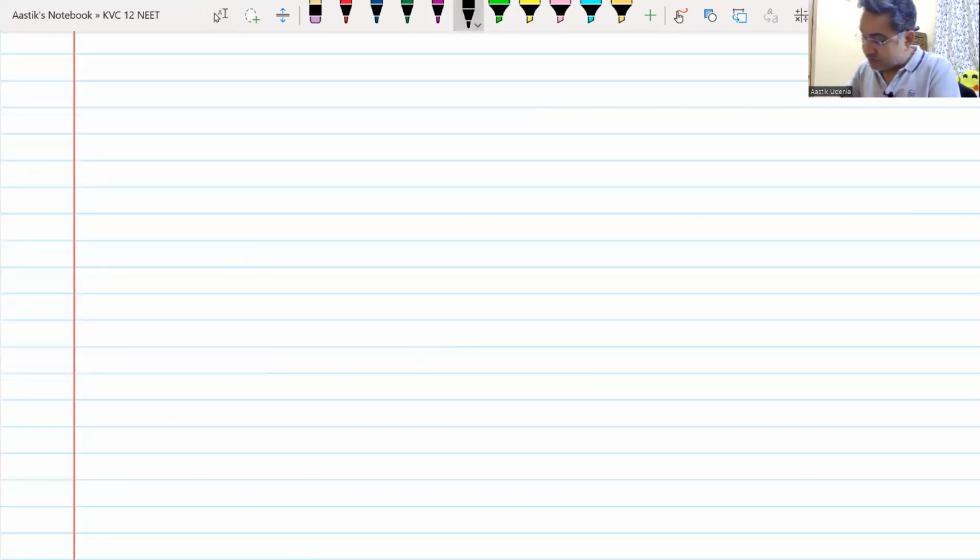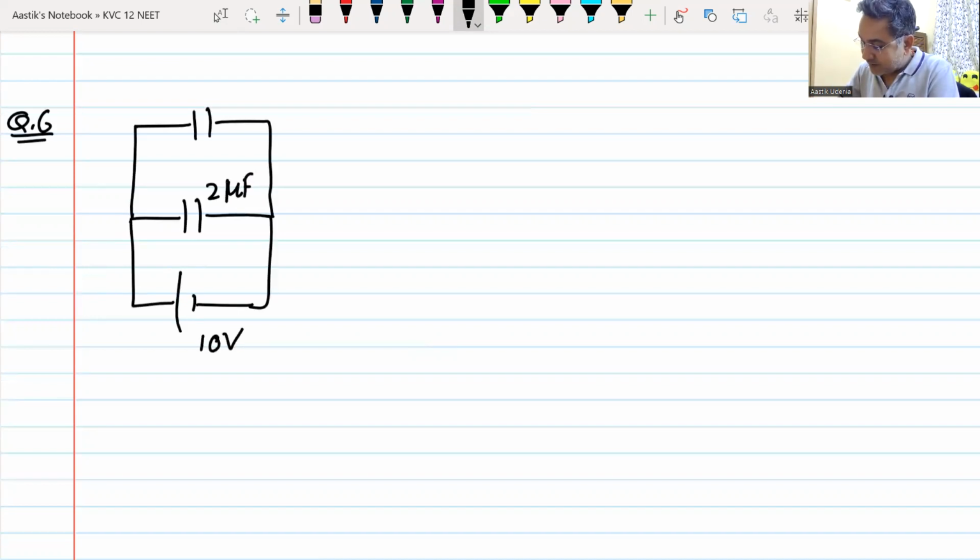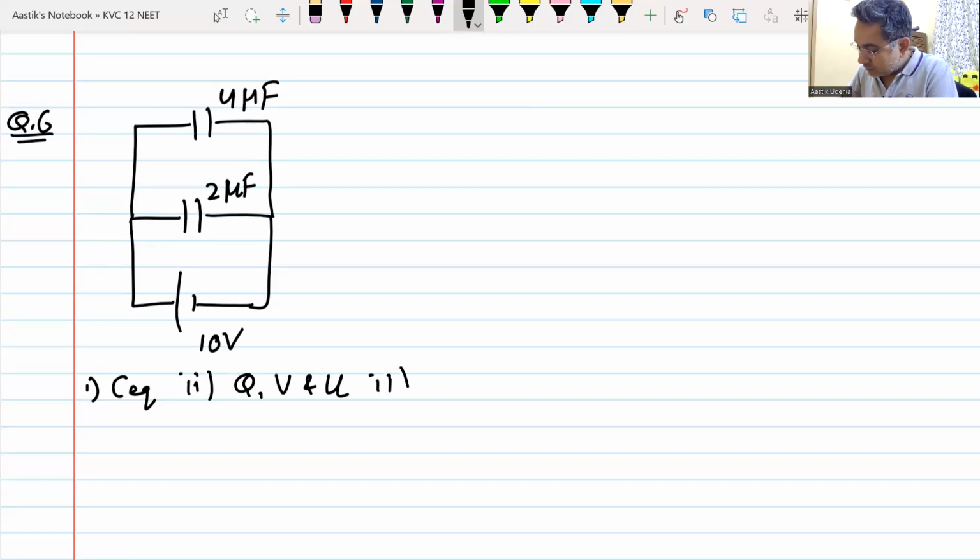So, this is a question that I'm going to frame for you. You again have a combination of two capacitors connected across a battery. The voltage of this battery is 10 volt. This is 2 microfarad. This is 4 microfarad. You have to tell me everything. Number 1, C equivalent. Number 2, Q, V, and energy of each capacitor. Number 3, Q total and U total, the total energy stored.